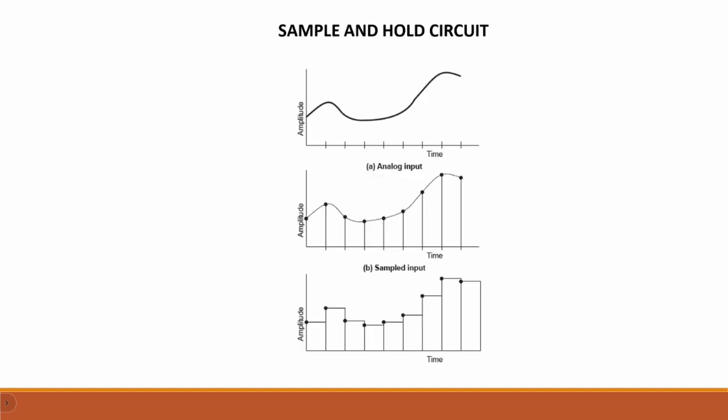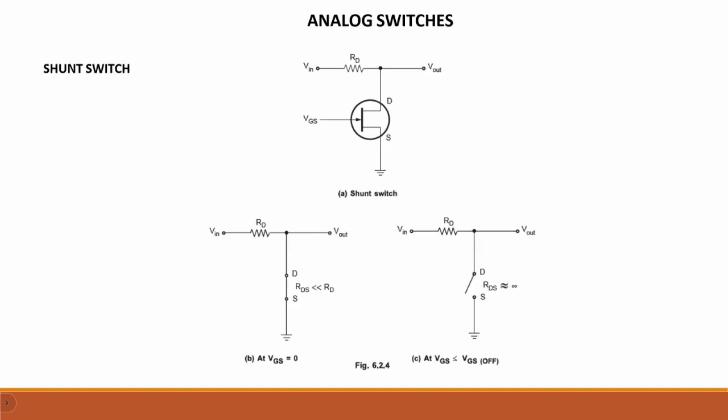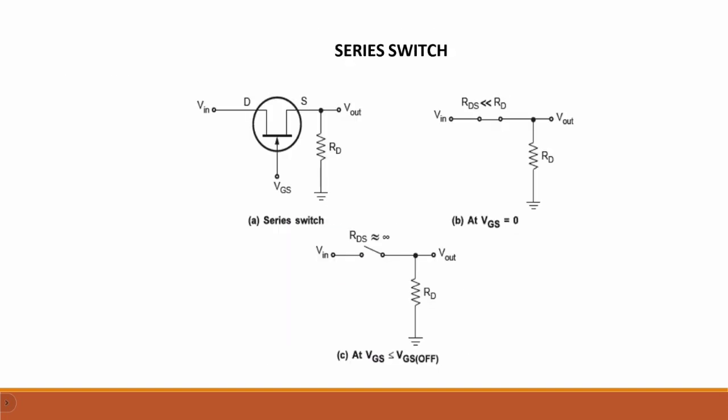In the sample and hold circuit, the analog signal has to be taken through the sampling process. In the sampling process, we have to take samples of the analog signal at regular time intervals, and then the samples have to be quantized and rounded off to the nearest voltage level for the transmission. The sample and hold process is carried out using analog switches. There are two types of analog switches. The first one is the shunt switch and the other one is the series switch.